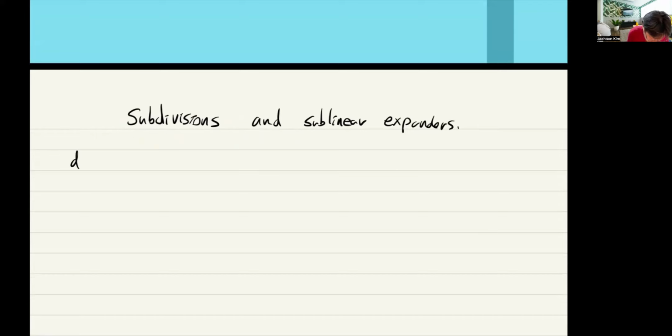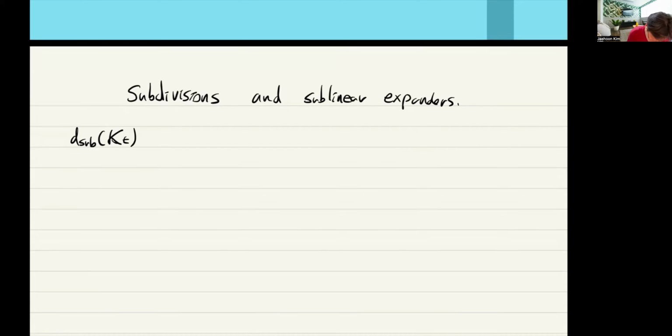Okay, now we will consider subdivision. And also we will talk about sublinear expander. So now we can consider this parameter. In other words, what average degree of graph G ensures that it contains a subdivision of KT, the complete graph on T vertices.